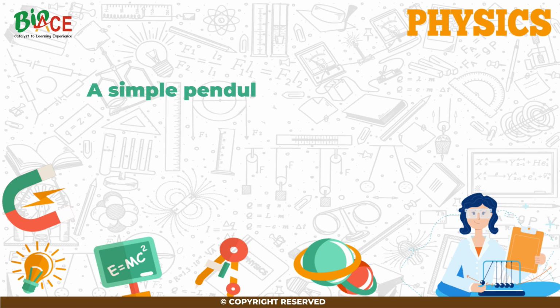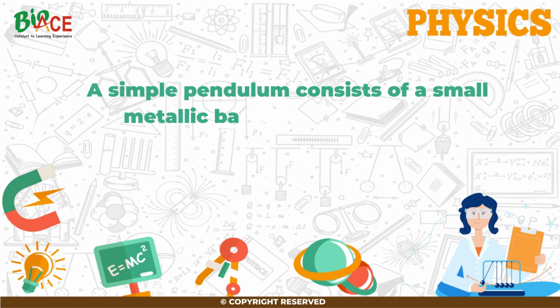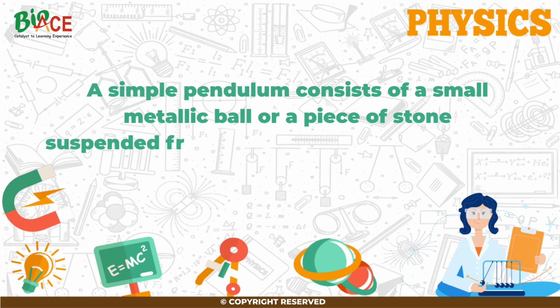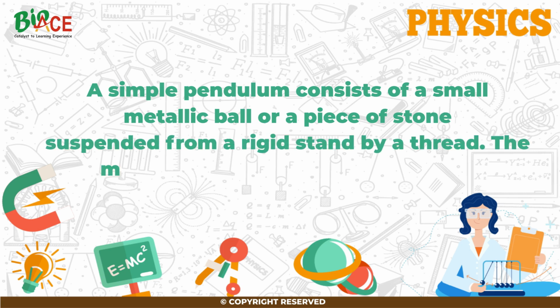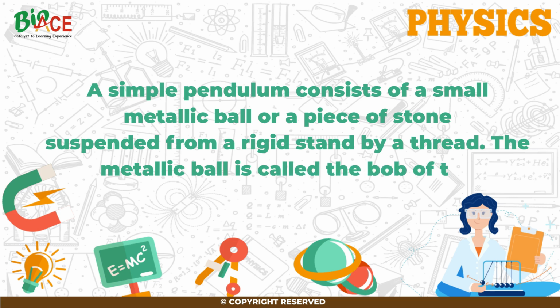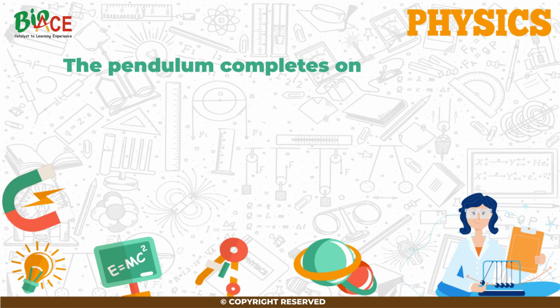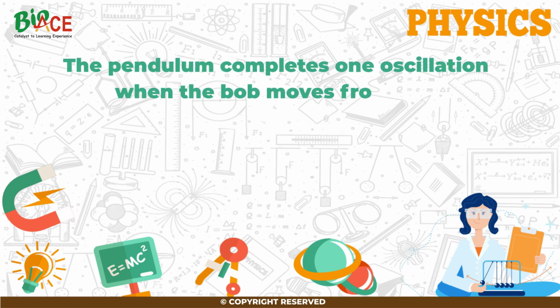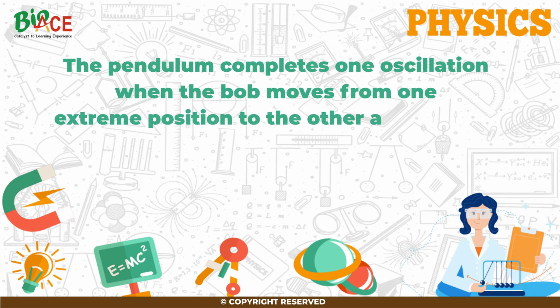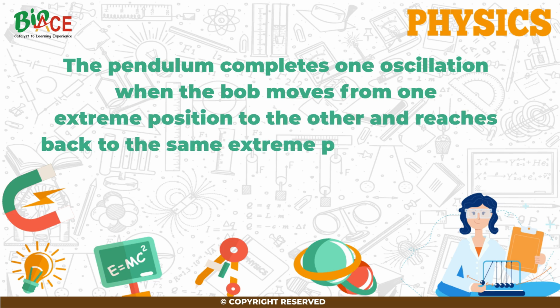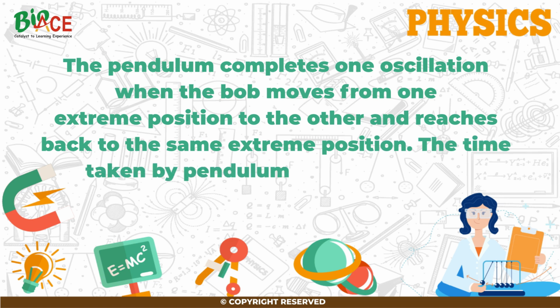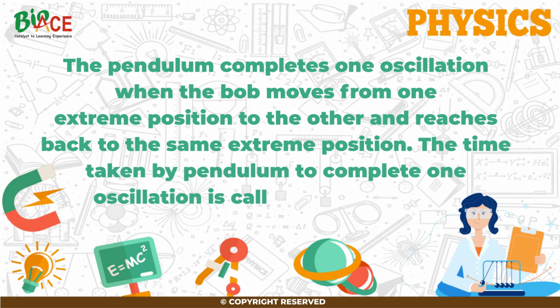A simple pendulum consists of a small metallic ball or a piece of stone suspended from a rigid stand by a thread. The metallic ball is called the bob of the pendulum. The pendulum completes one oscillation when the bob moves from one extreme position to the other and reaches back to the same extreme position. The time taken by the pendulum to complete one oscillation is called its time period.